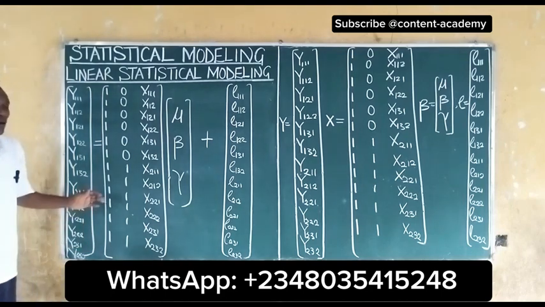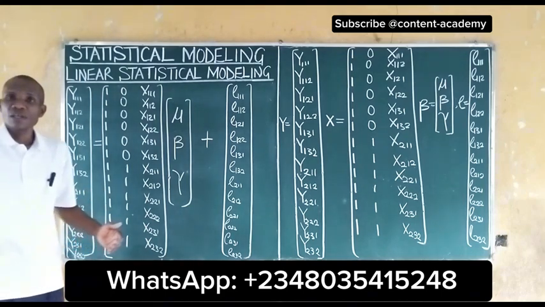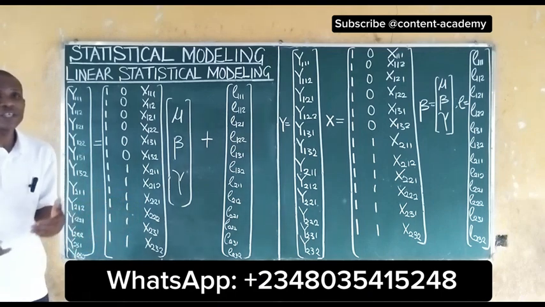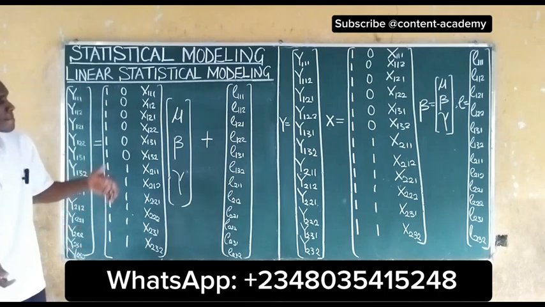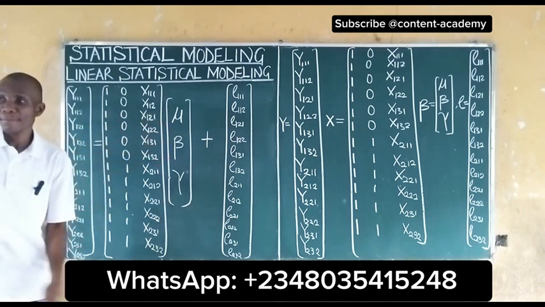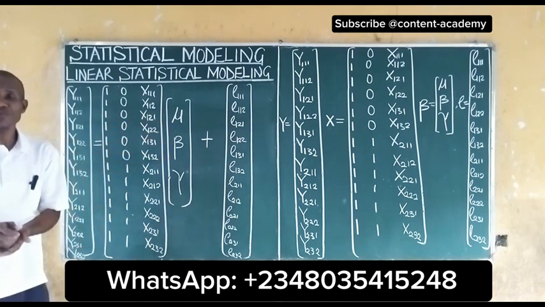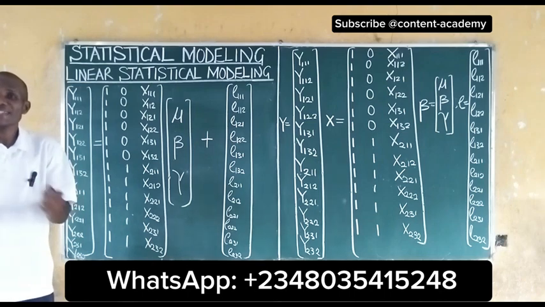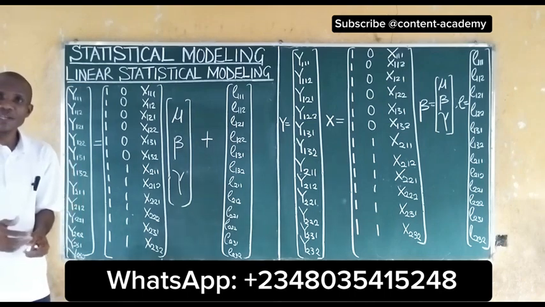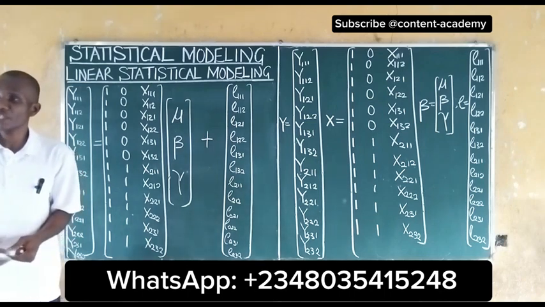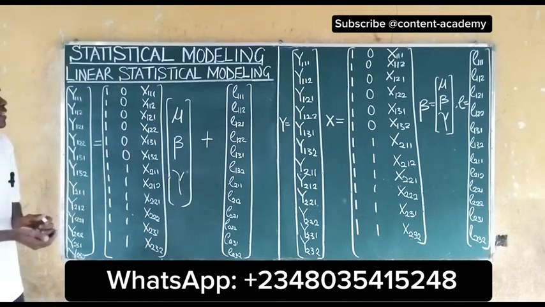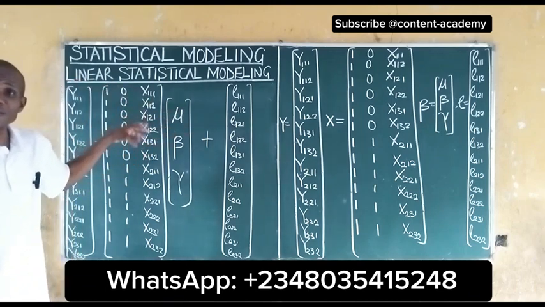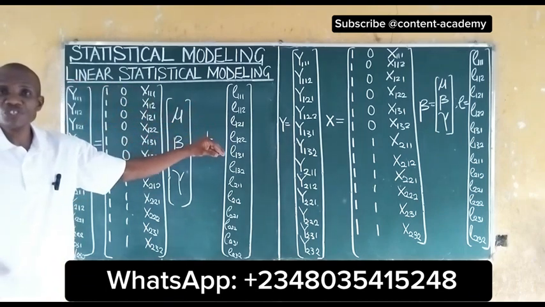So this is simply how we can put our linear regression model into the matrix form. This is how we can do that. And if you follow these procedures, you can easily put any model into the matrix notation. So we have succeeded in putting our given linear regression model into the matrix notation.